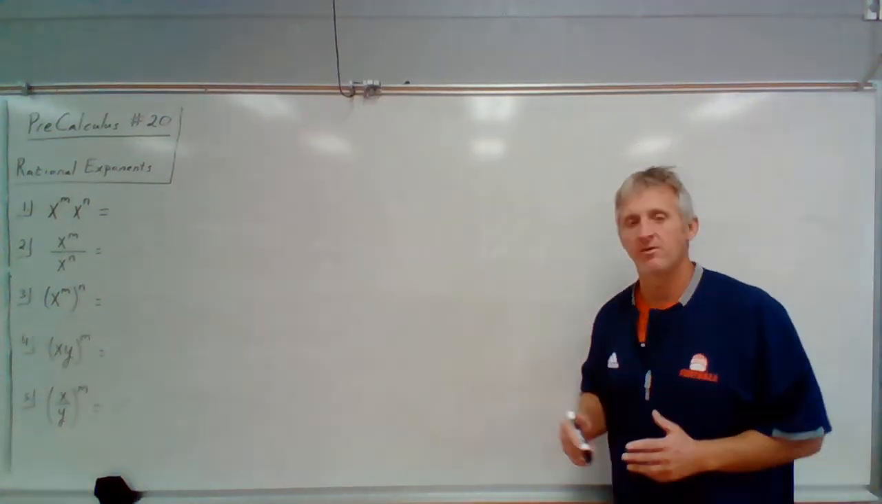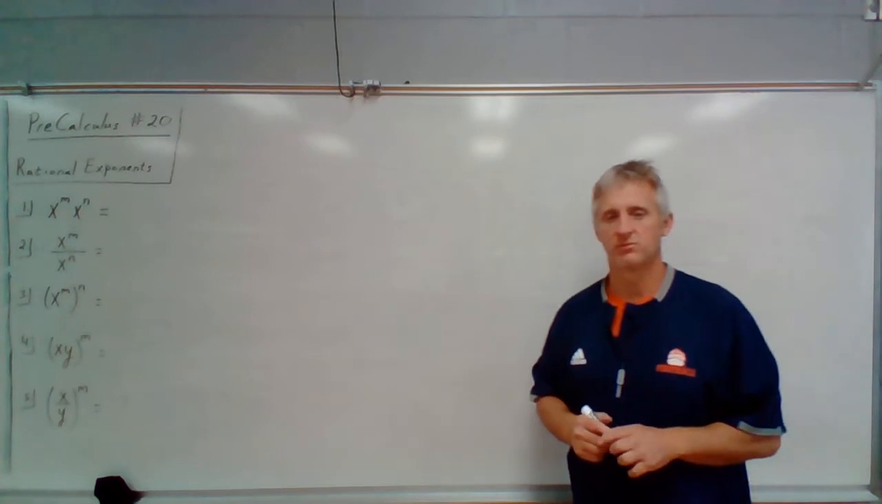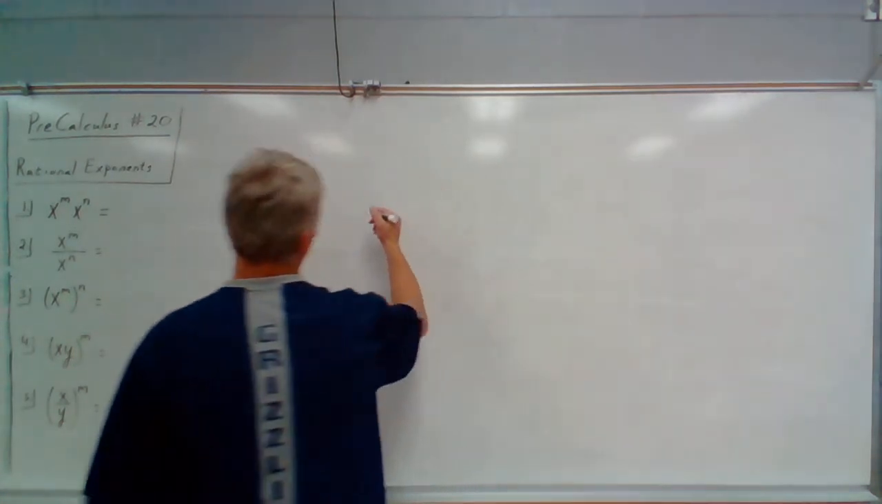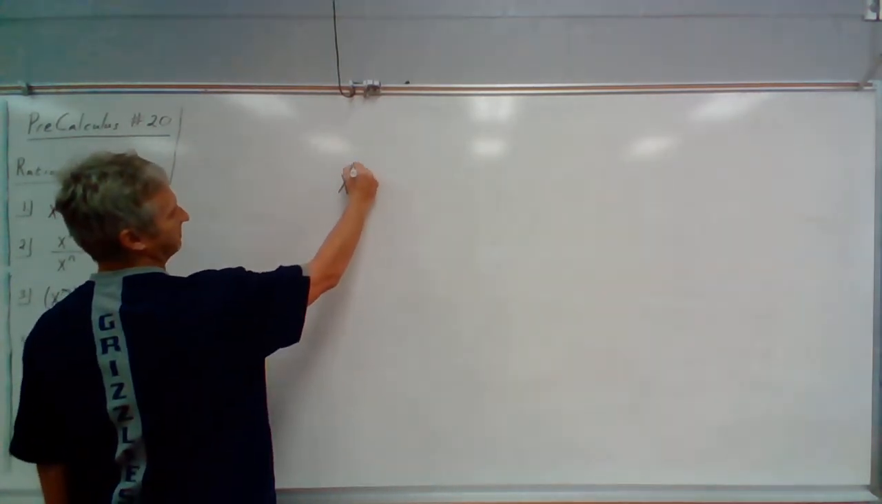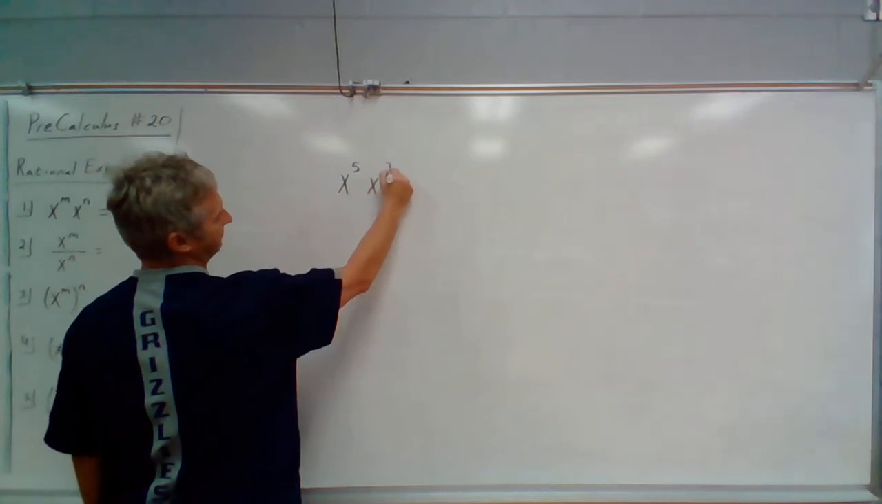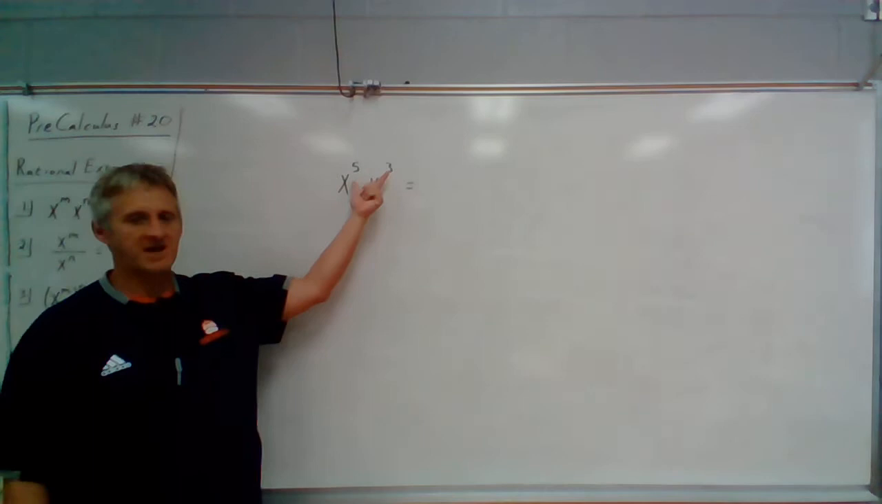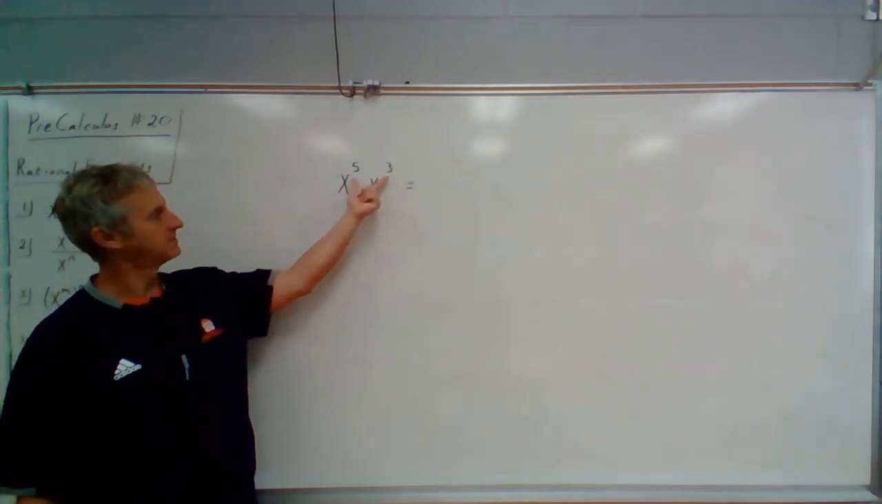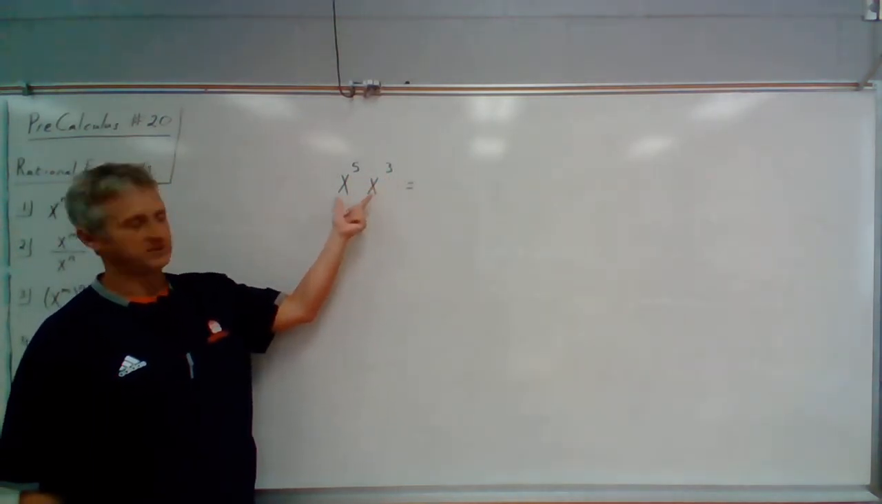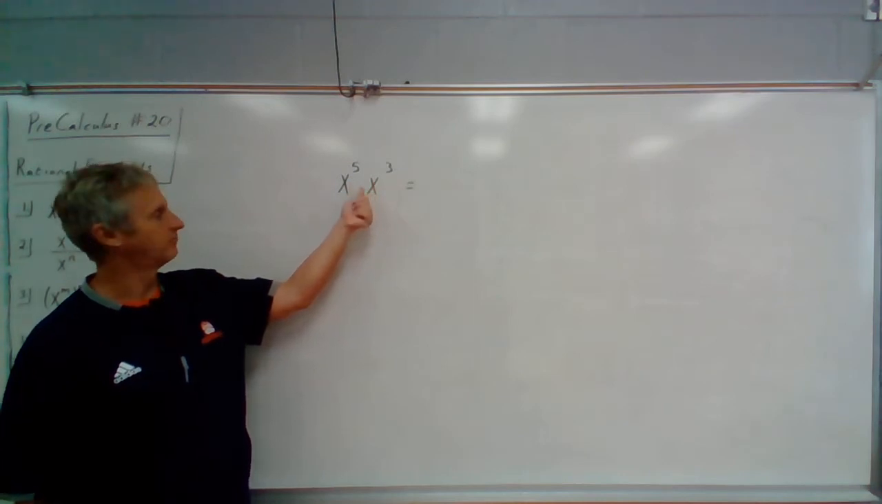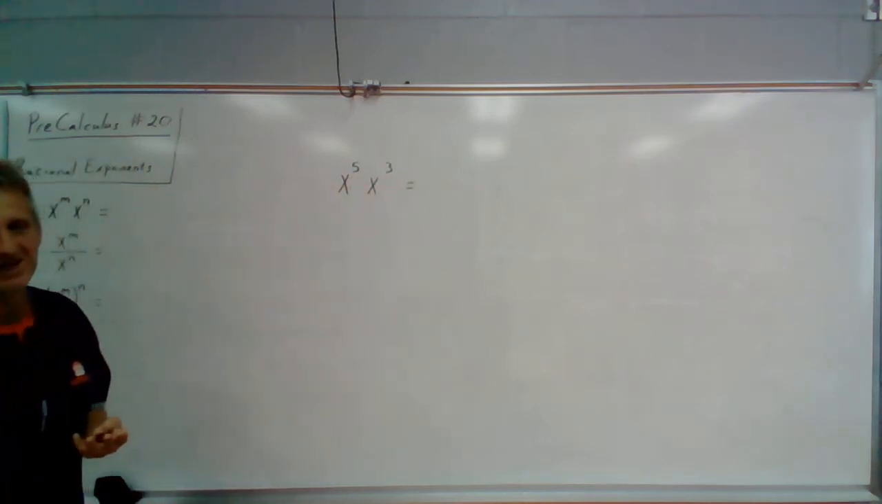All right, so let's start out reviewing some basic exponent rules. The first rule we can talk about is, for example, say we have x to the fifth times x to the third. Most of you know that we can add these exponents. We have the same base of x multiplied together. We add the exponents, you get x to the 8th.